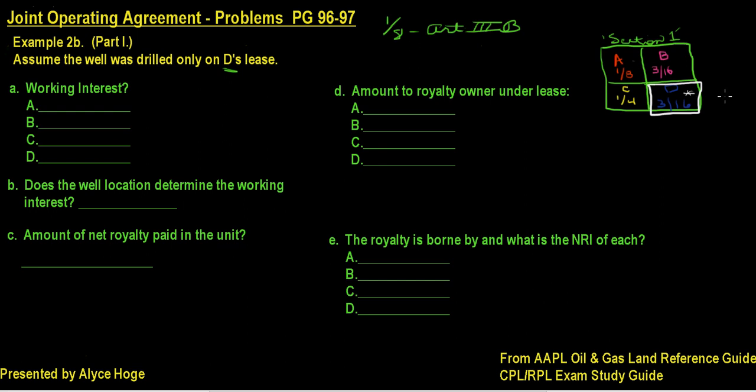So let's look at the problems then. Again, these are the same questions that they're asking in example 1 and example 2A. The first part is the working interest. Just like in example 1 and example 2A, they each own 160 acres, and the entire joint operating agreement is all of section 1, which is 640 acres. So that means their working interest is going to be 25%, or 1/4 each. So we'll write that in the blank. Their working interest is 25% each.